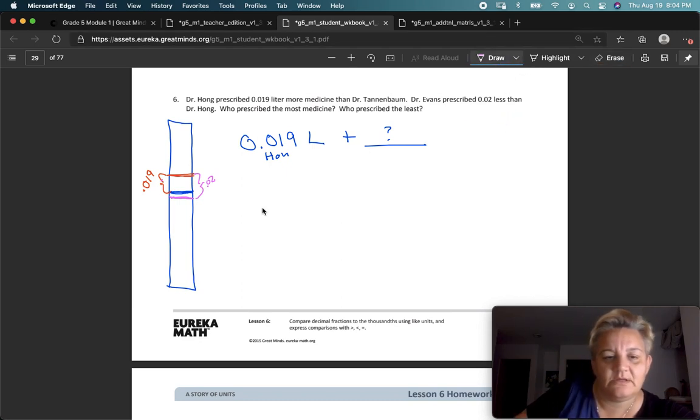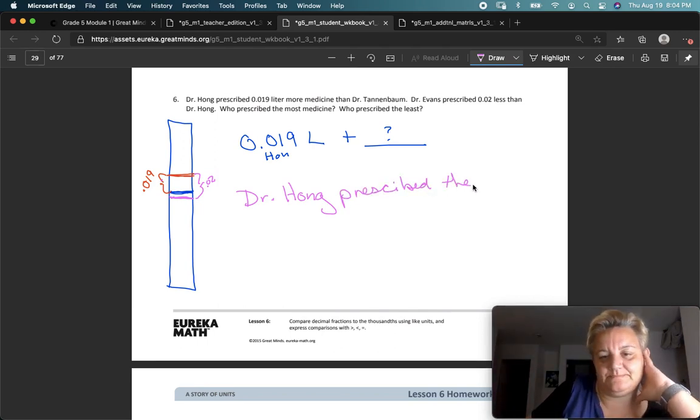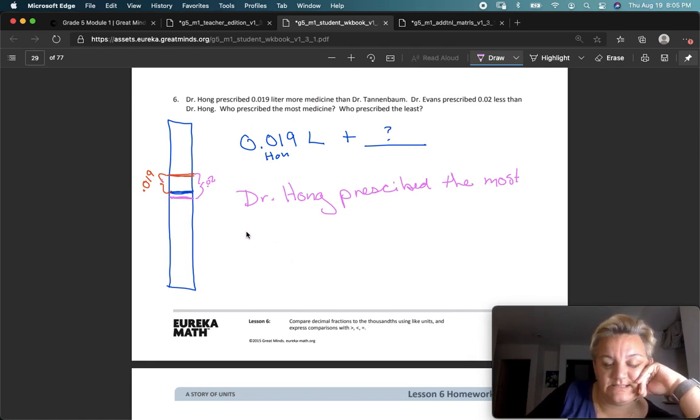Okay. Dr. Hong prescribed the most. Okay? Because he prescribed more than Tannenbaum, right? Up here. Evans prescribed 2/10 less, which is even more than 19 thousandths, right? So his line is even below that than Hong. Who prescribed the most? Who prescribed the least? So Dr. Evans prescribed the least.